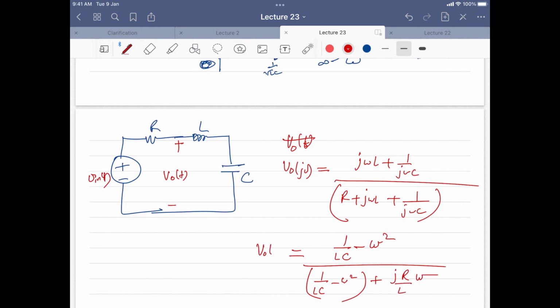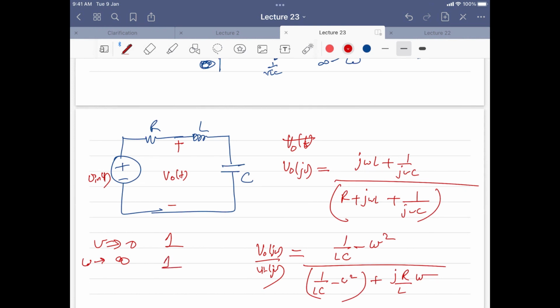This is your V0 j omega by V in j omega. Now again, if you put omega equal to 0, what is the answer? 1. And when you put omega equal to infinity, what is the answer? 1 or 0? Sir, 1.